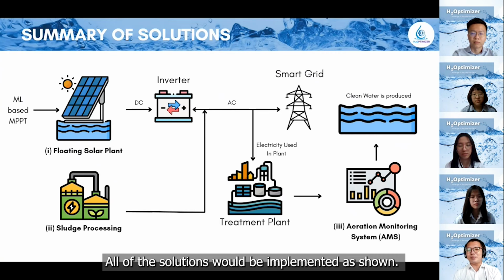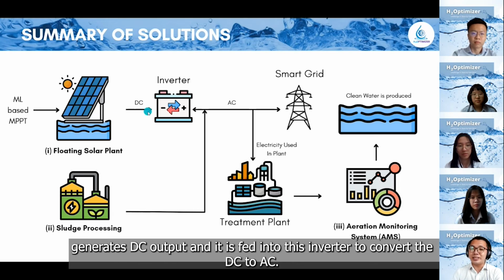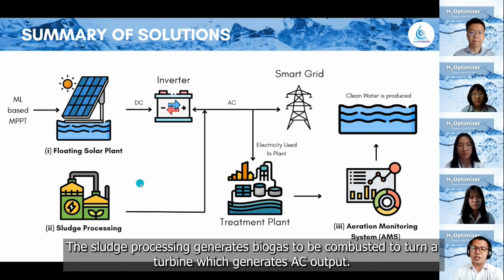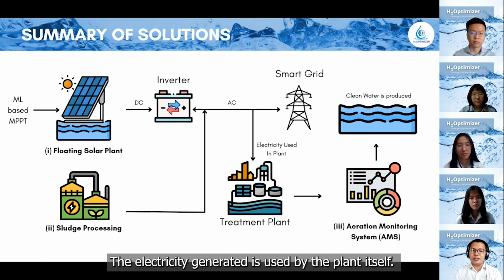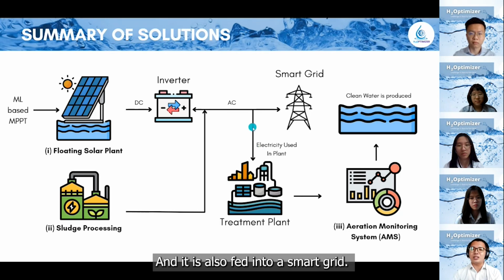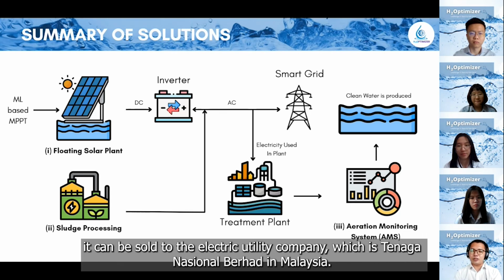All of the solutions will be implemented as shown. The floating solar plants with the machine learning-based MPPT algorithm generate DC output, which is fed into this inverter to convert the DC to AC. The sludge processing generates biogas to be combusted to turn a turbine which generates AC output, and this AC output is combined with the AC output from the inverter. The electricity generated is used by the plant itself, and it is also fed into a smart grid. By having this configuration, when there is excess electricity generated, it can be sold to the electric utility company, which is Tenaga Nasional Berhad in Malaysia.